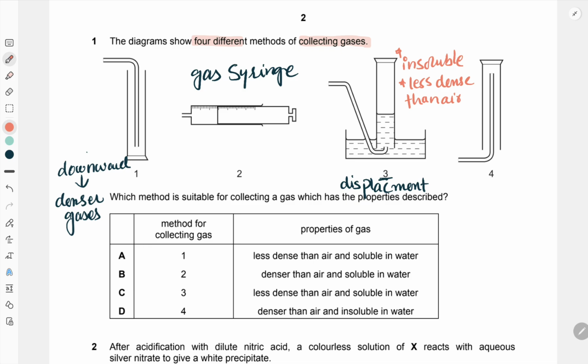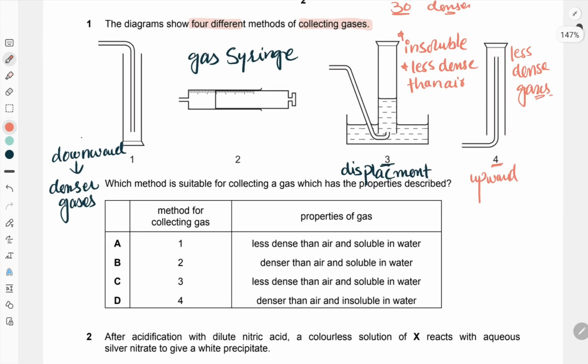Now if you want to know the density of air, if the Mr of any gas is greater than 30, then that gas is denser. Alright, and this method 4 is used to collect those gases which are less dense than air. The method is called the upward delivery method. So this is upward delivery and used to collect less dense gases.